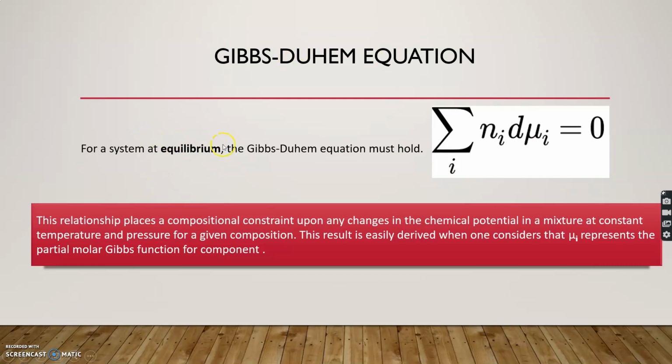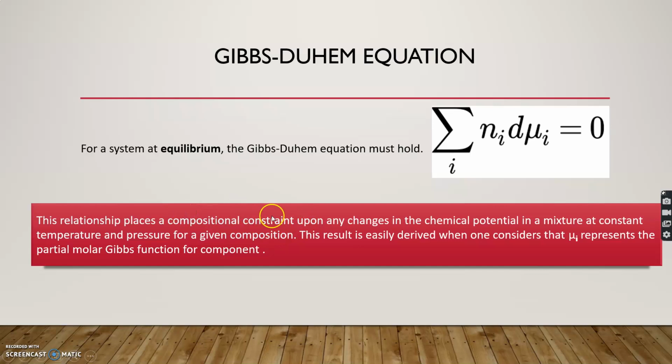For a system at equilibrium, the Gibbs-Duhem equation must hold and is given by the summation of the product of the number of moles for each component, Ni, into d mu i, where d mu i is the change in chemical potential for each component and i defines the component, must be equal to 0. So this relationship places a compositional constraint.